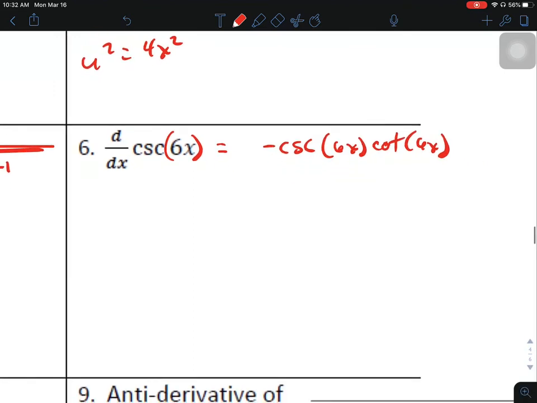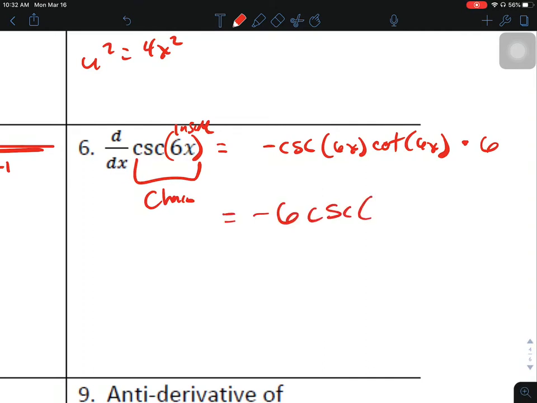This is the chain rule, because then you got to multiply it by the derivative of the inside function. The inside is 6x, its derivative is 6. So we could write this as negative 6 times cosecant of 6x times cotangent of 6x.